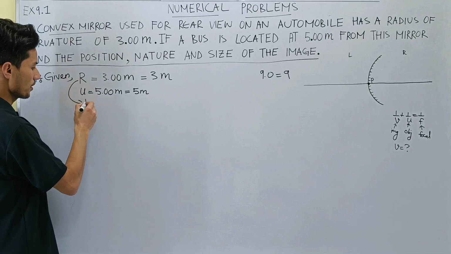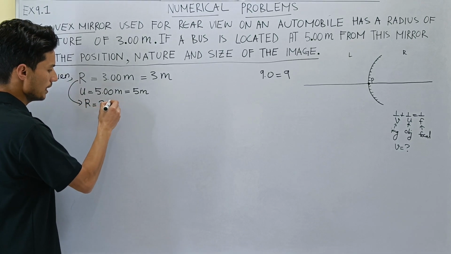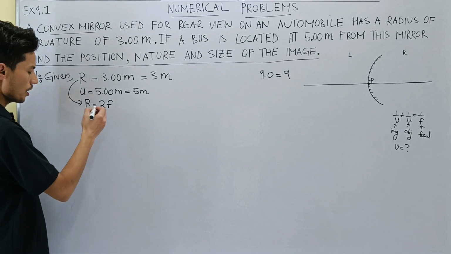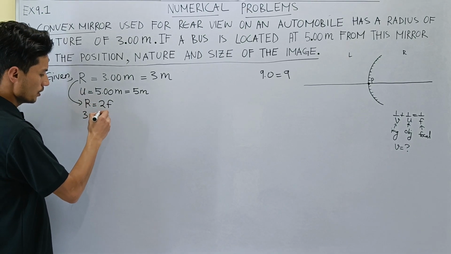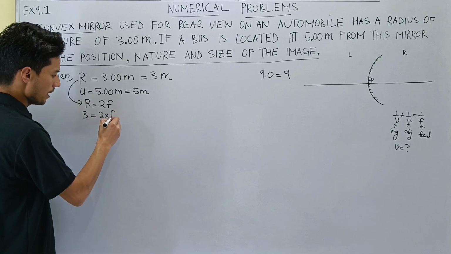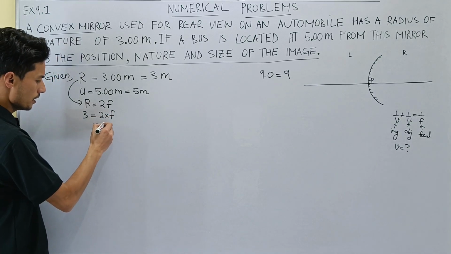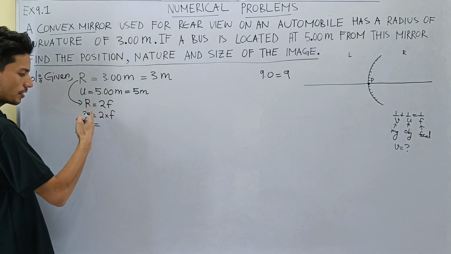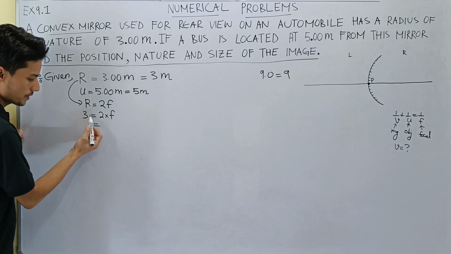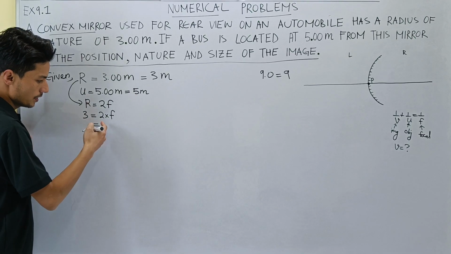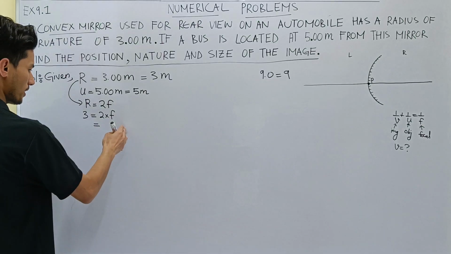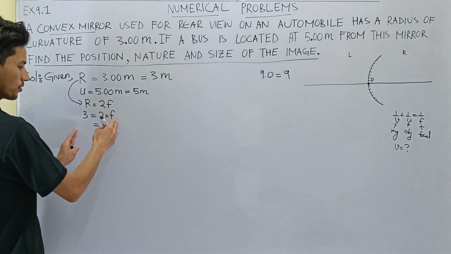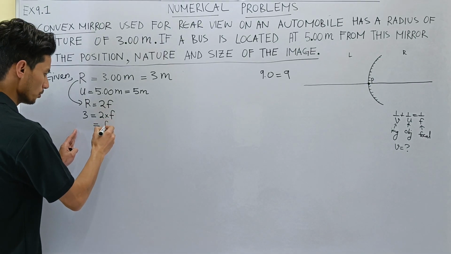So using this r, we know the formula: r is equal to 2f. So r is equal to 2f. So r value you put, r value is 3, and 2 into f. So what we will do is we will keep f. f is already on the right hand side, I'm saying with respect to this equality sign. This side is my right side, this side is my left side. So f is already on the right side, keep him there. Don't move him.